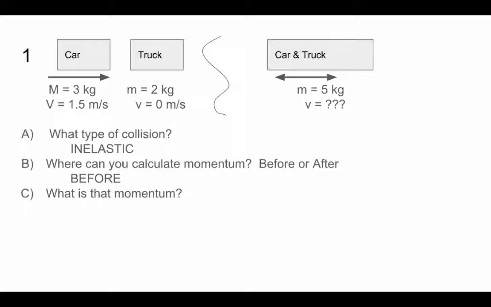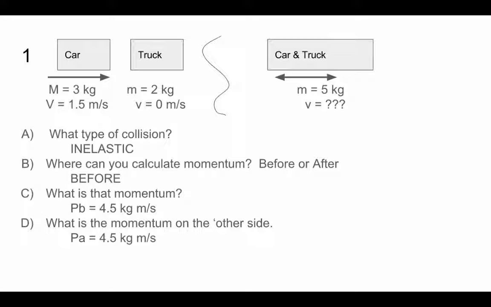Part C, what is that momentum? Well, remember, calculating the momentum for the car is 3 times 1.5, which should be 4.5. Adding that to the truck, 2 times 0 is 0. You would get a momentum before to be 4.5 kilogram meter per second. So then what is the momentum in the other location or the other side? If you found the momentum before, then you should know the momentum after is also 4.5 kilogram meter per second.